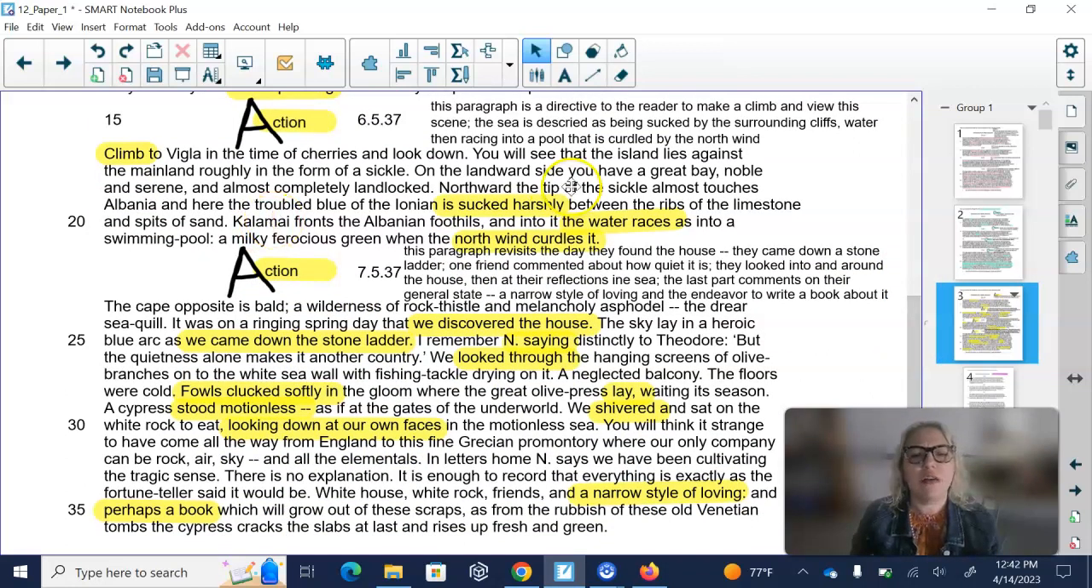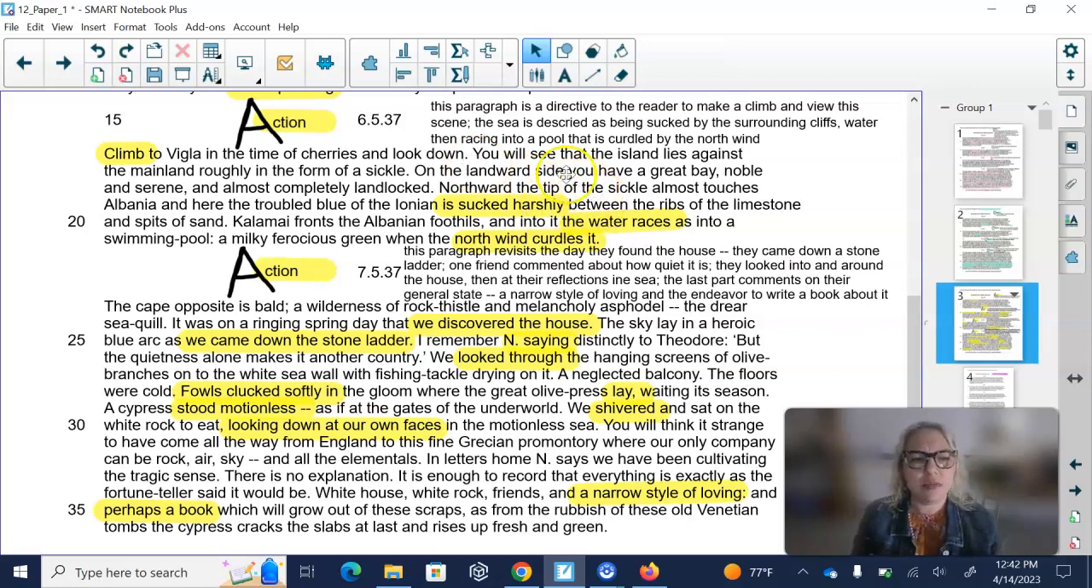The next paragraph is really a directive to the reader. Climb to Vigla in the time of cherries and look down. That is a directive. It's a command. That's the kind of sentence that it is. And so the narrator, Durrell, is telling the audience, come here and here is what you will see.